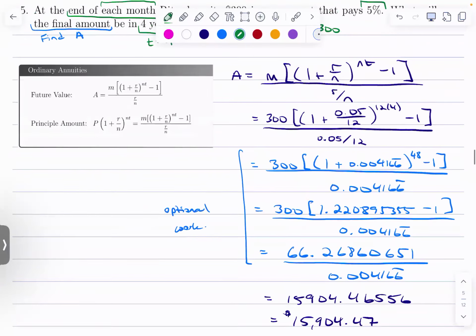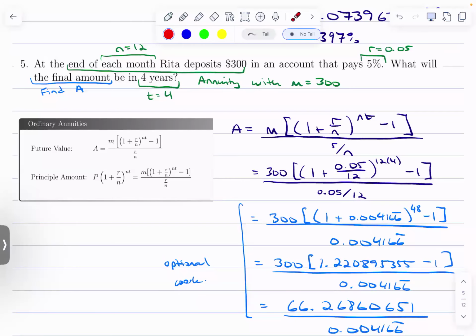Which means we're going to have an annuity. So that's a good place to start. And we have an A, and I want to solve for M, which means I'm going to use the same formula as before, just solving for M instead of A.